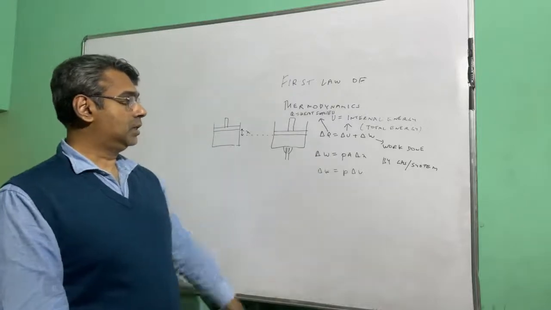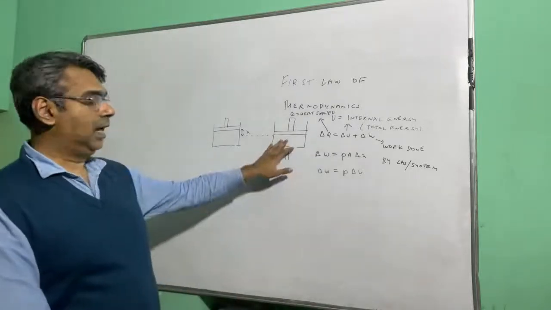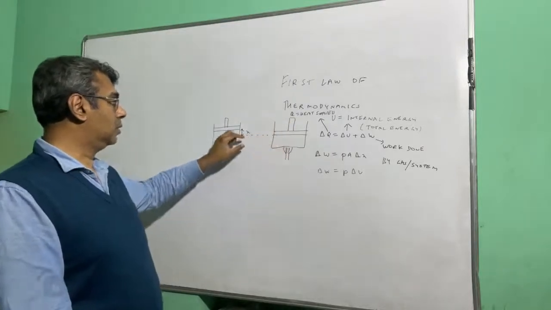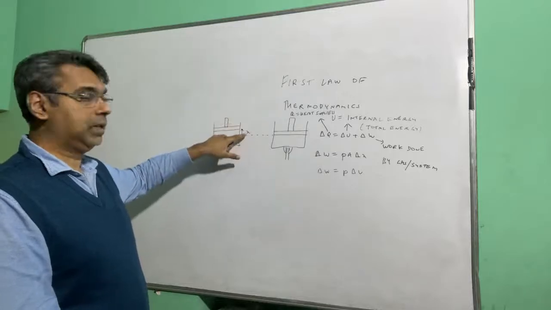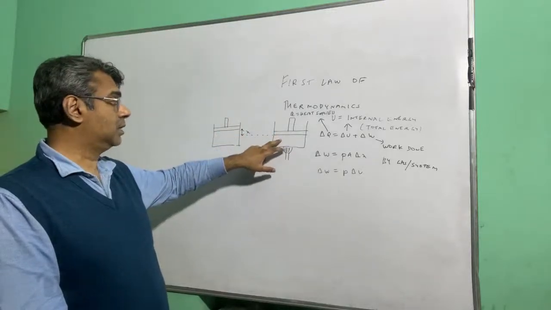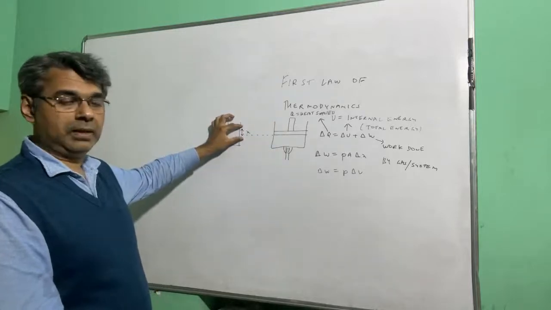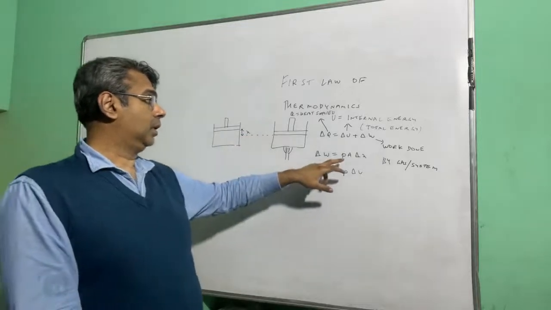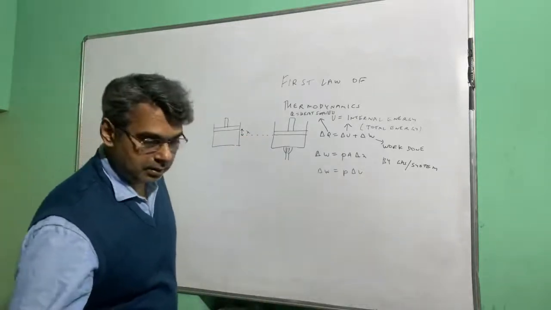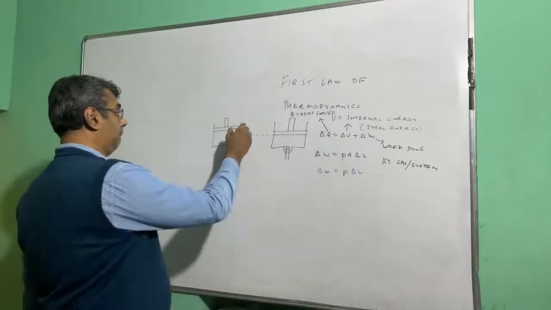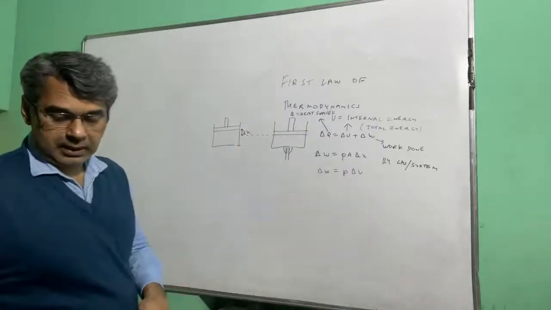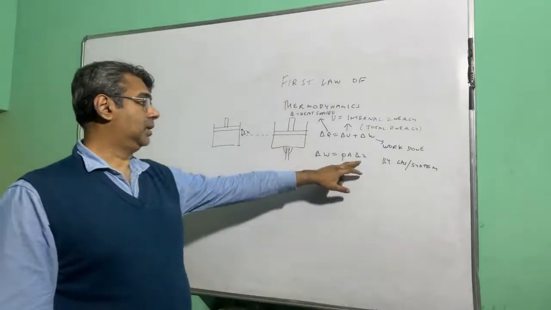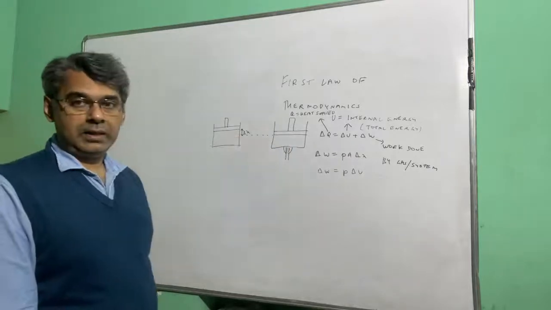Now delta W is the work done. So this gas or this system is doing some work, it is pushing the piston out. When it is pushing the piston out, the piston is moving by an amount x. The cross section area of the piston is A. Let me write delta x. So A is the cross section area of the piston, and delta x is the amount that it is moving.